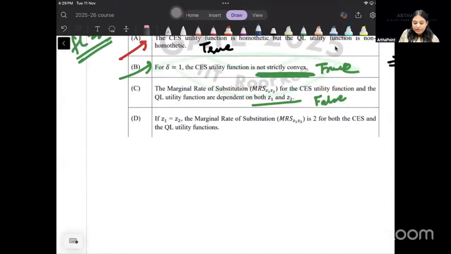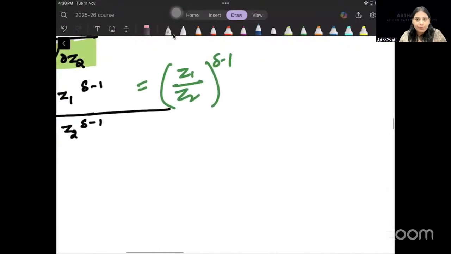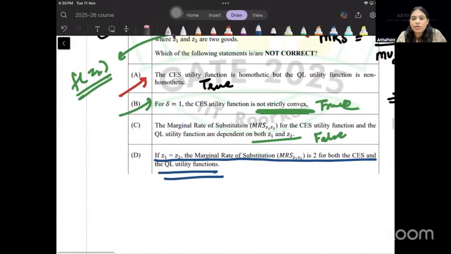If Z1 is equal to Z2, MRS is 2 for both CES and QL utility function. If Z1 is equal to Z2, then MRS is 2 for both the functions. False, correct. So if I put Z1 and Z2 equal, they will cancel out each other. I'll be left with 1. Whatever part of 1 you take, you should get 1. So MRS of CES will be 1, not 2. So this is also false.